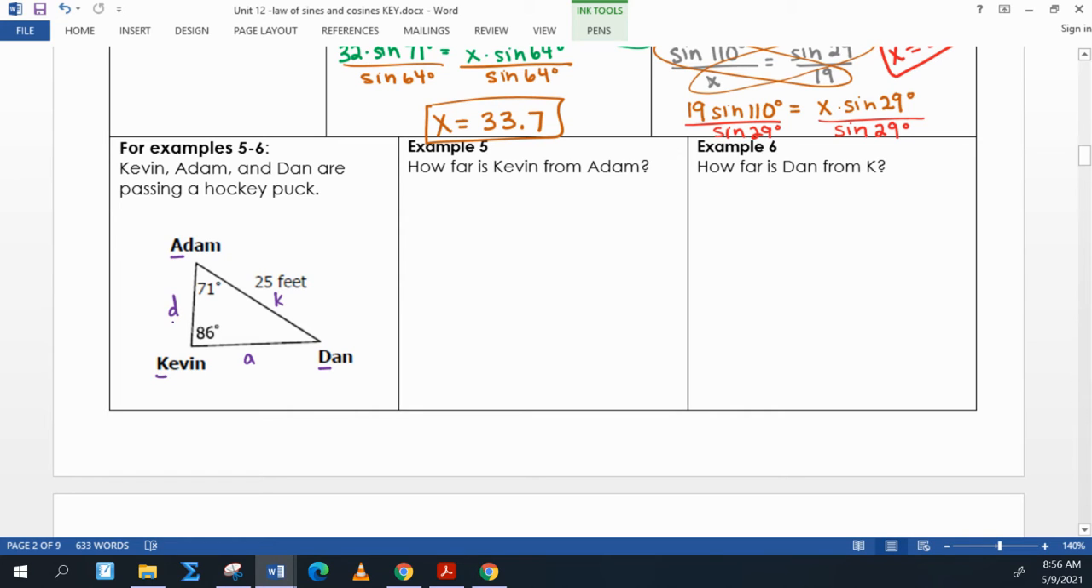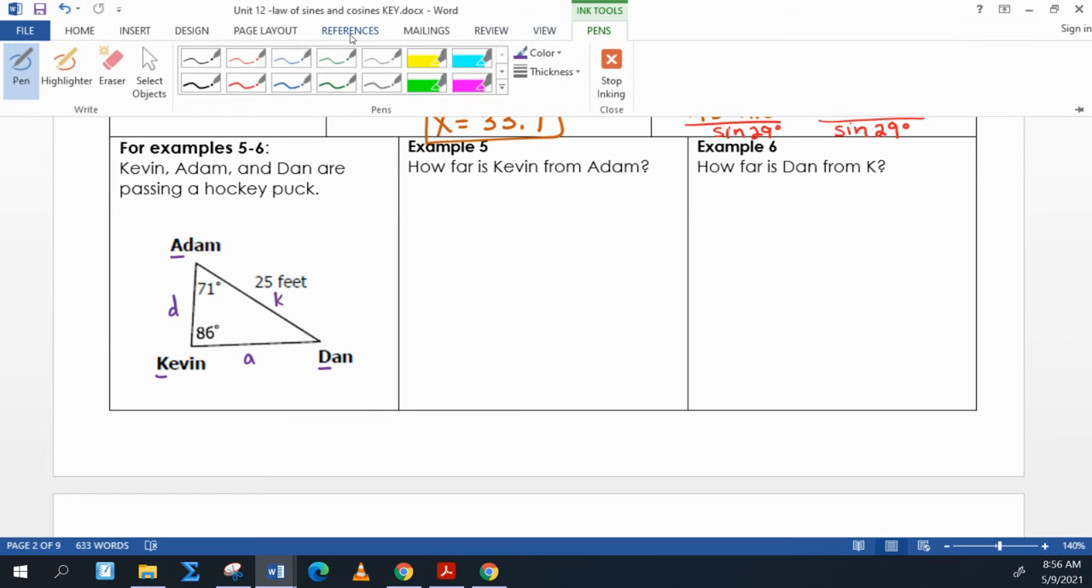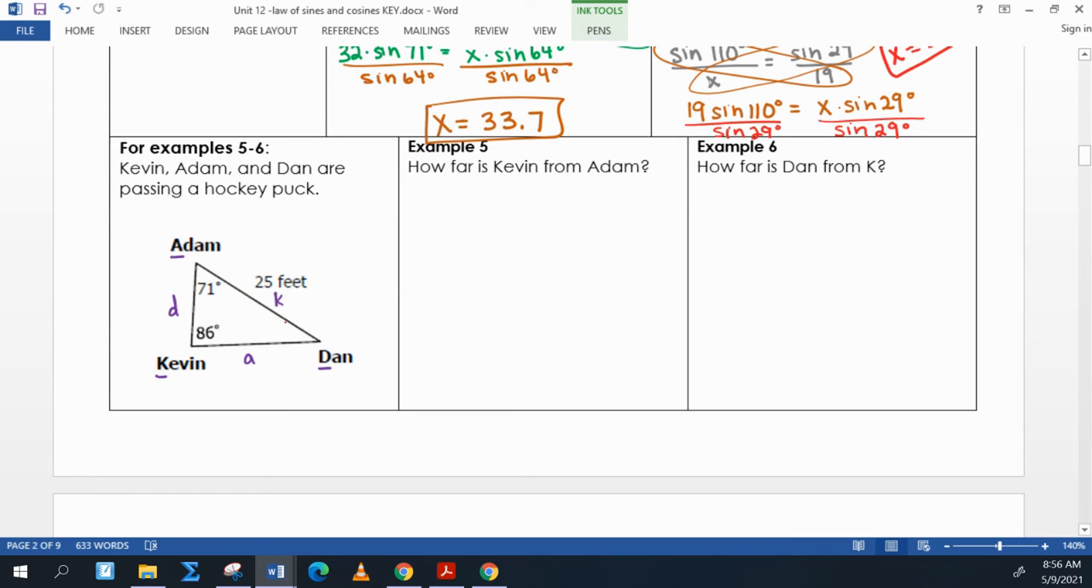One thing else I'm going to do, because I know I will need it sometime in this problem, especially since we're finding both these sides, is I'm going to find the angle here that Dan is standing at. So I'm just going to take my calculator, 180, subtract 71, subtract 86, and that angle is 23 degrees. Okay, now we're ready to go.